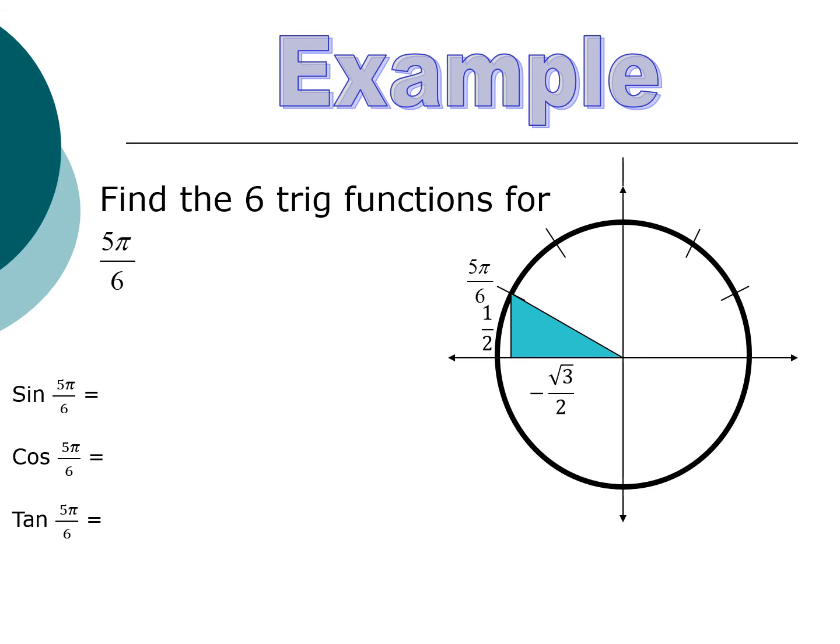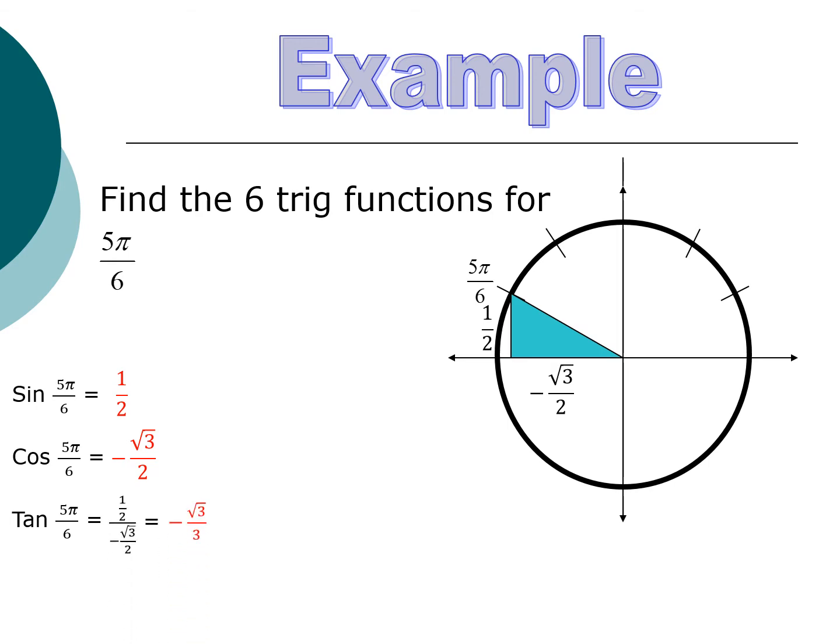Sine of 5 pi over 6. Sine is the opposite side, 1/2. Cosine is the adjacent side, negative radical 3 over 2. Notice the negative, just because the negative radical 3 over 2 goes in the negative direction.